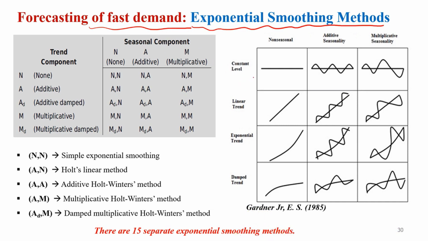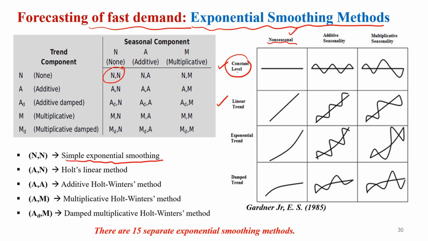In the first one, we talked about time series exploration, in which we can divide the pattern of the time series data into three components: the level component, the trend component, and the seasonal component. Based on the particular components, we decide what kind of exponential smoothing model we should apply. If we have only the level component and no seasonality, we can apply the N and N model, which means the simple exponential smoothing method.